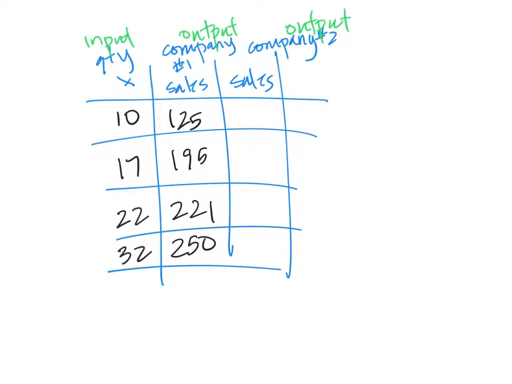For company 2, let's just make up some stuff again, you guys. Let's say it is 145. Let's say it is 210. Let's say they're making more too. And let's say it's 260. And the last one, let's say it is 315.